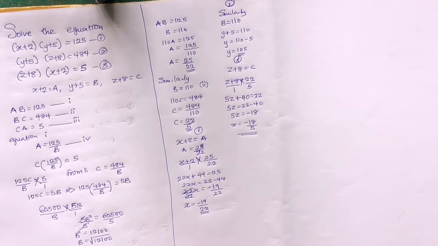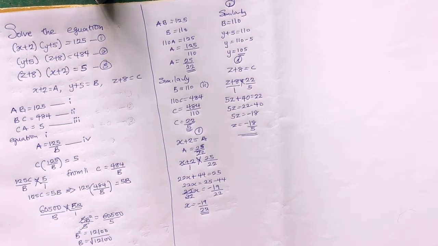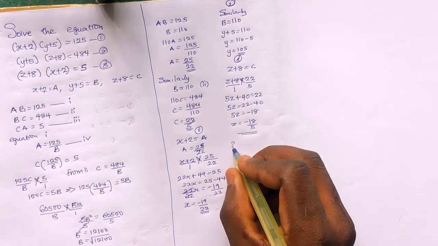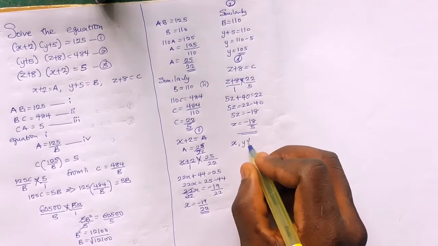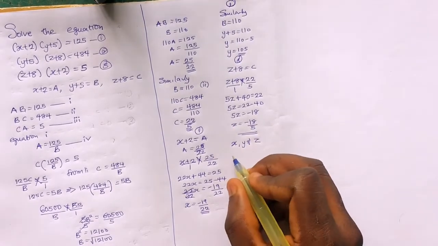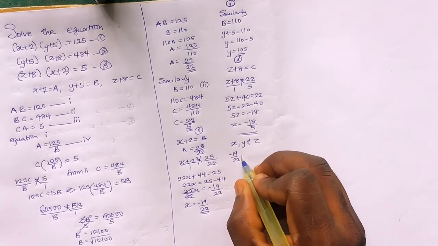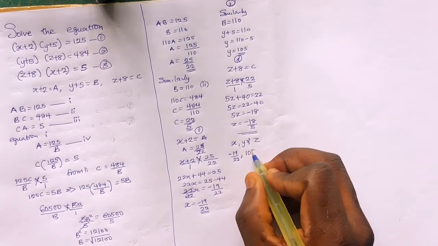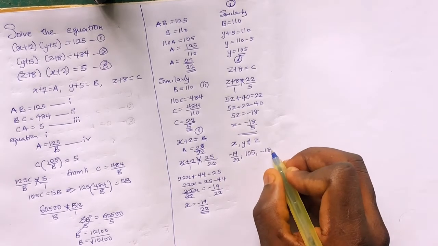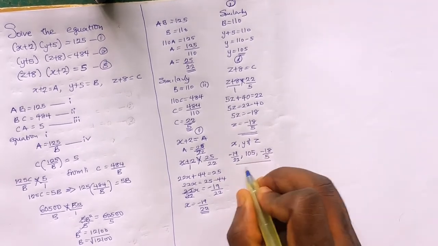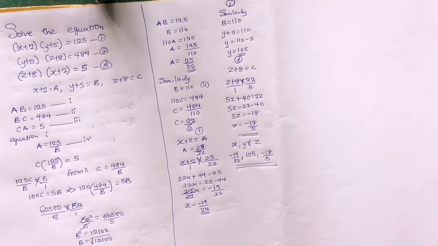So now the values of x, y, and z in this case: x is minus 19 over 22, the next one is 105, and the last one is minus 18 divided by 5. So this is the value of my x, y, and also z.